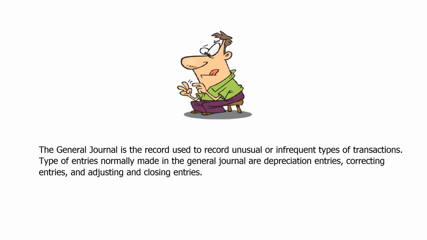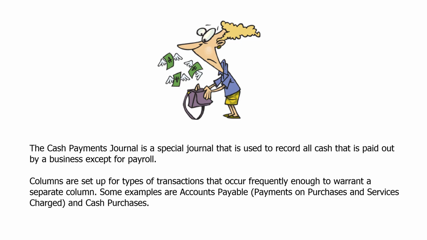The general journal is the record used to record unusual or infrequent types of transactions. Types of entries normally made in the general journal are depreciation entries, correcting entries, and adjusting and closing entries. The cash payments journal is a special journal that is used to record all cash that is paid out by a business except for payroll. Columns are set up for types of transactions that occur frequently enough to warrant a separate column. Some examples are accounts payable, payments on purchases and services charged, and cash purchases.